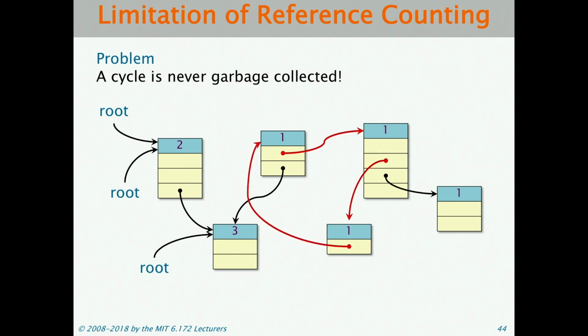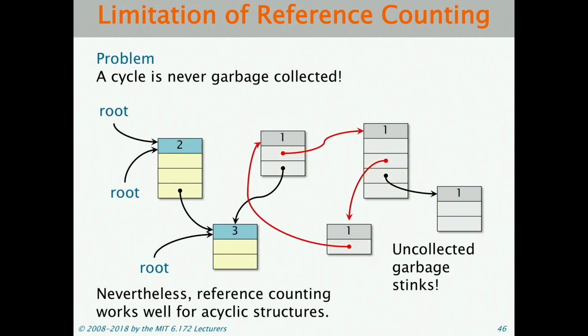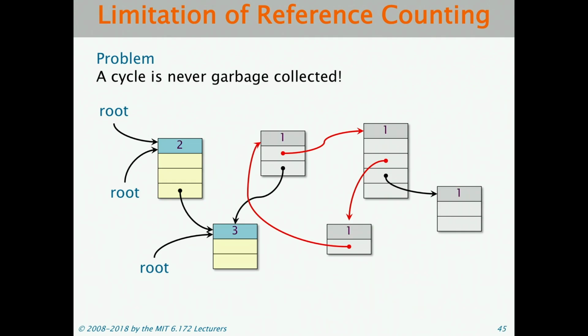So let's just illustrate this cycle. And furthermore, any object that's pointed to by objects in this cycle cannot be garbage collected as well, because you can't garbage collect the cycle, so all of the pointers going out of the objects in the cycle are always going to be there. So there could be a lot of objects downstream from this object here that can't be garbage collected. So this makes it very bad. And as we all know, uncollected garbage stinks. So we don't want that.